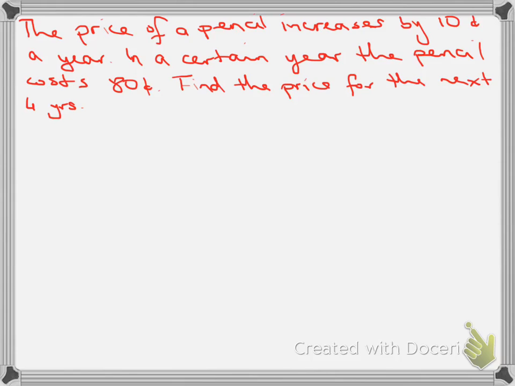Next little example that we'll be looking at is a worded question. So you'll be getting a lot of worded questions where you just need to be able to pick out the right information that you need to answer the question. So in this example we have, and please excuse my writing, a pencil that increases each year in price by 10 cents, and in a certain year the pencil costs us 80 cents. What we need to be able to do is find the price for the next 4 years.